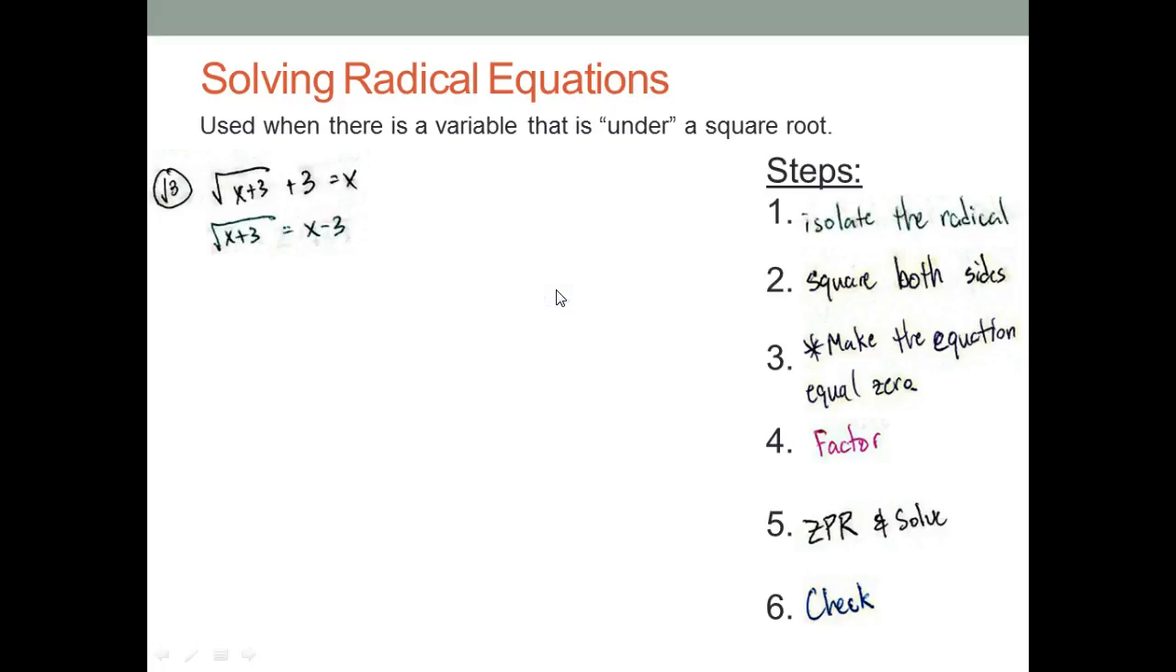So the first thing I'm going to do is isolate the radical. So I've subtracted 3 from each side, then I'm going to square both sides. So when I square the square root of x plus 3, that just becomes x plus 3. I don't have to FOIL or anything.